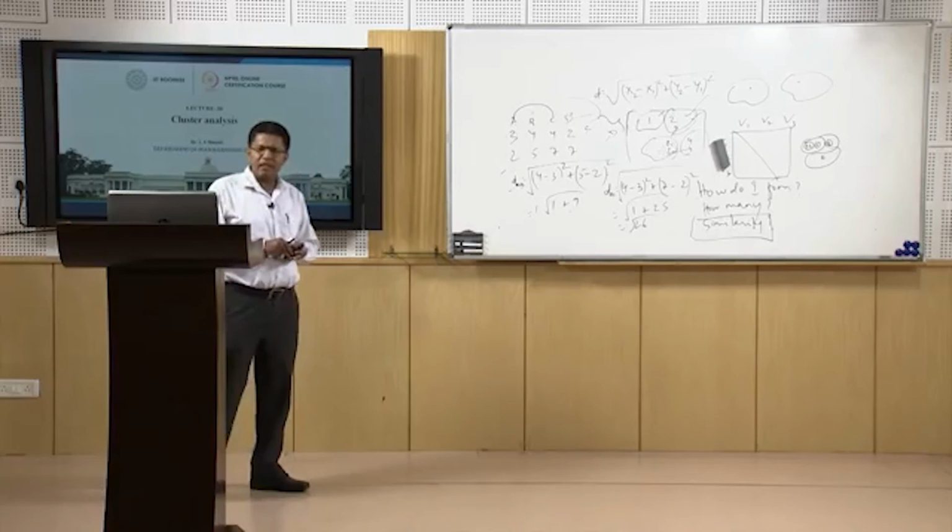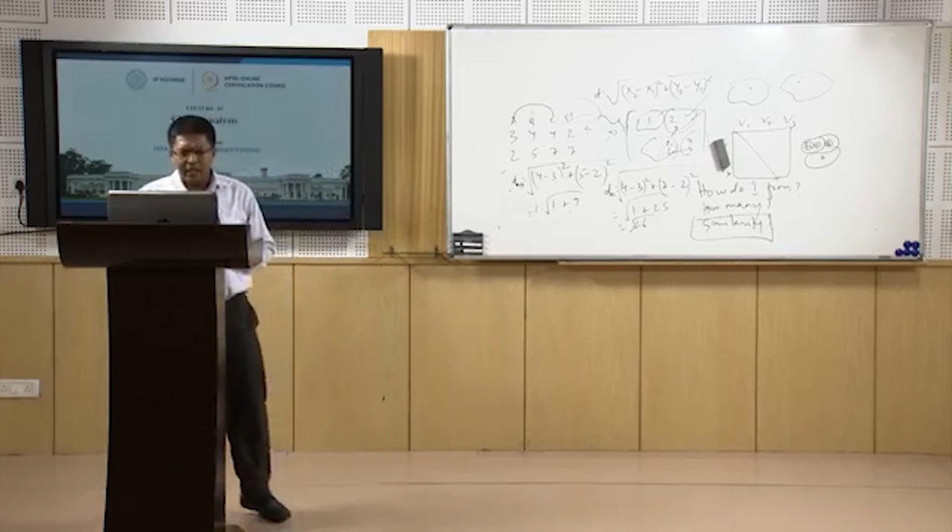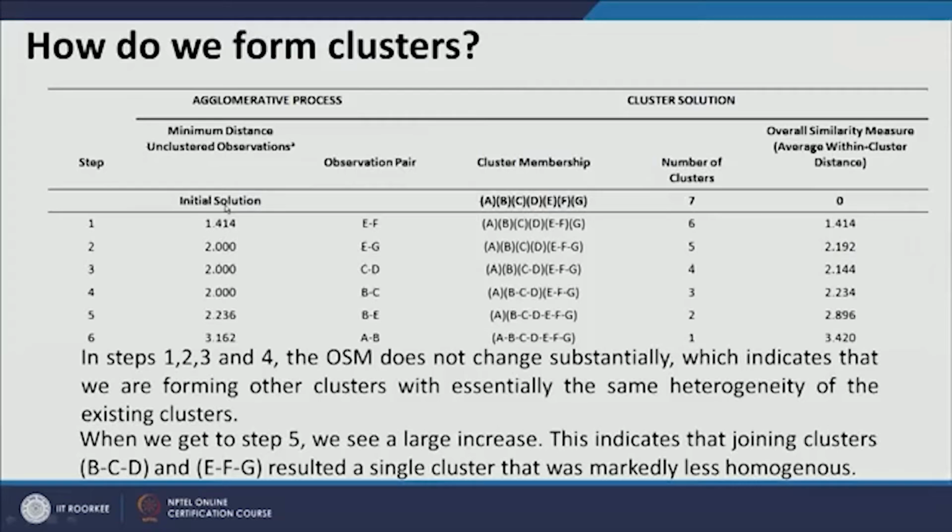The agglomerative process is a process in which, if you look at it, this is the minimum distance that you have calculated by now. We had done this through the Euclidean distance. Now after doing this, what were the distances? We have arranged them: 1.414, 2, 2, 2, 2.236, 3.162. The pairs of respondents related to them are, for the first one, E and F, and for the second one, E and G. I hope you can recall that.